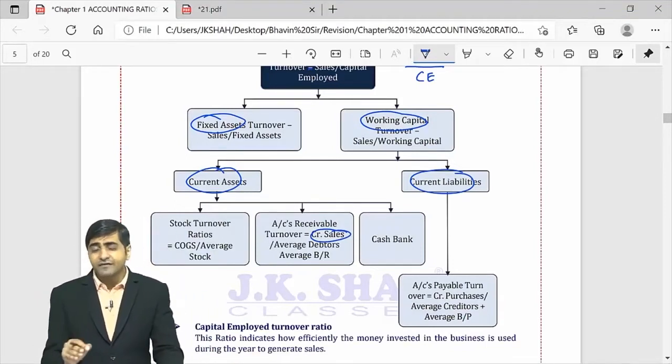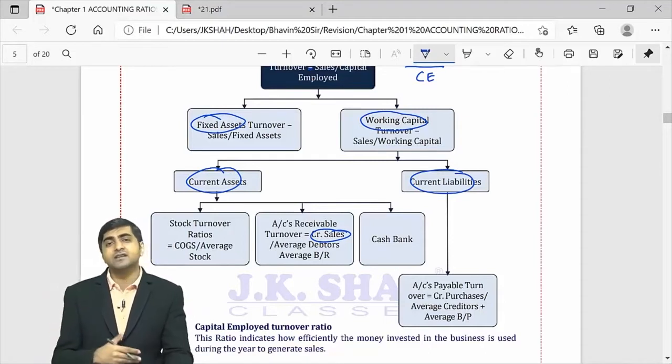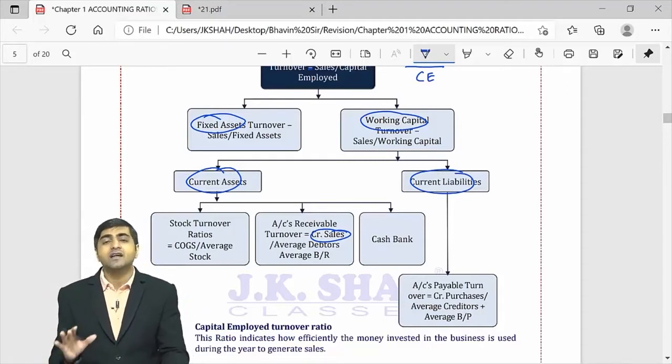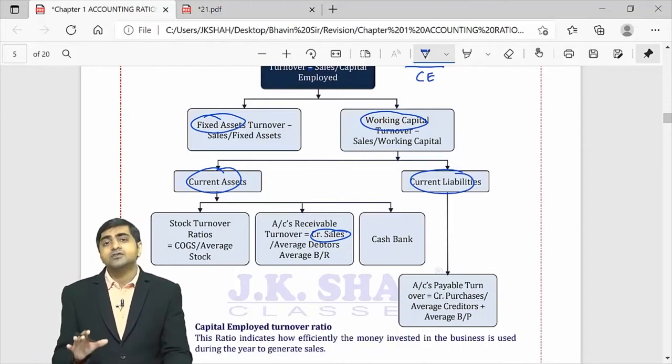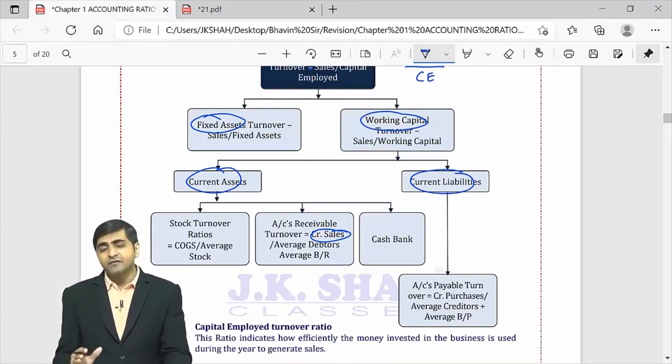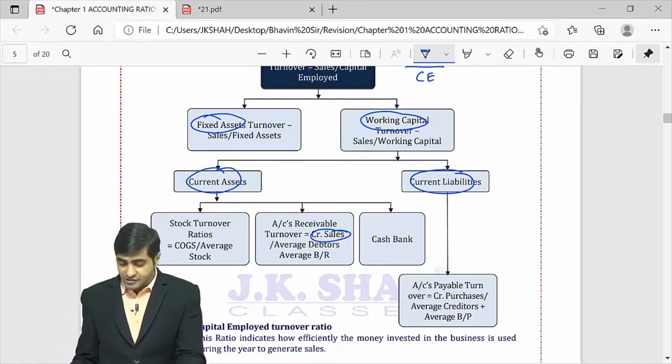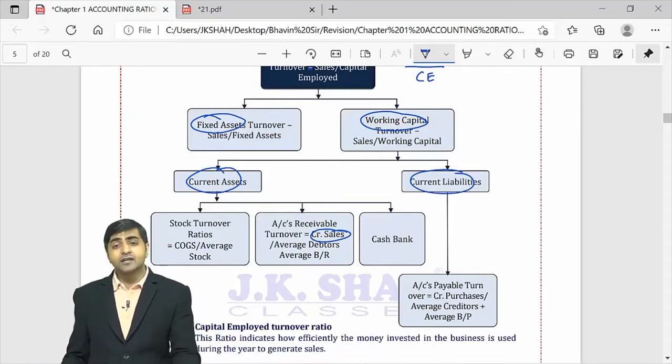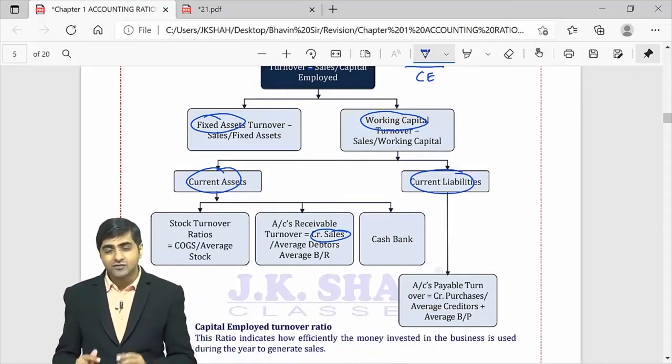Average bills receivable is considered only if it is given in the question, or else in almost all the questions which we have done, we have debtors in the denominator. So if opening debtors is given to you, we take the average, and if not, then closing debtors will be taken into consideration. But here always remember that in the numerator we need to take credit sales. So credit sales upon average debtors.